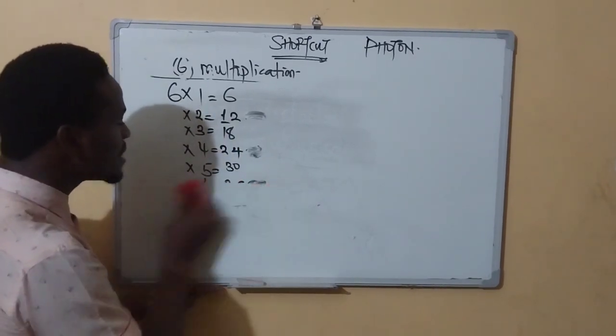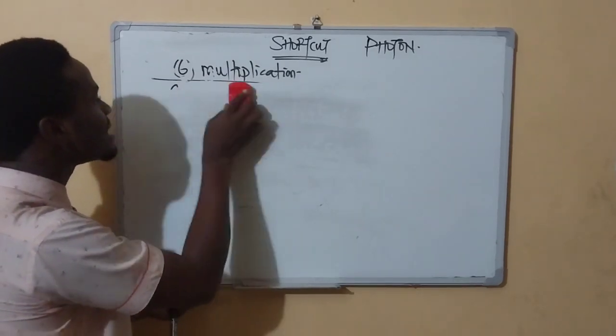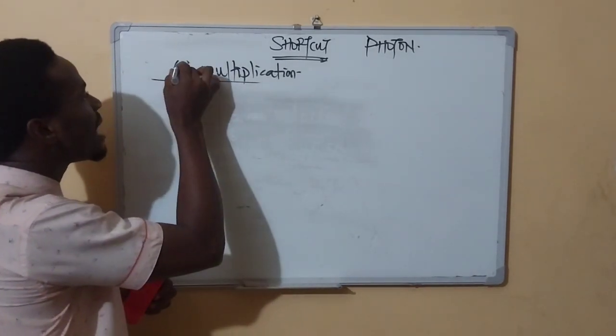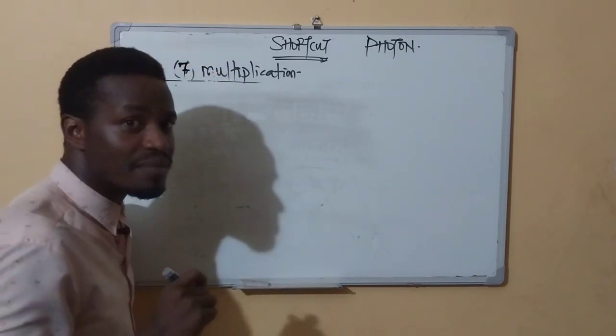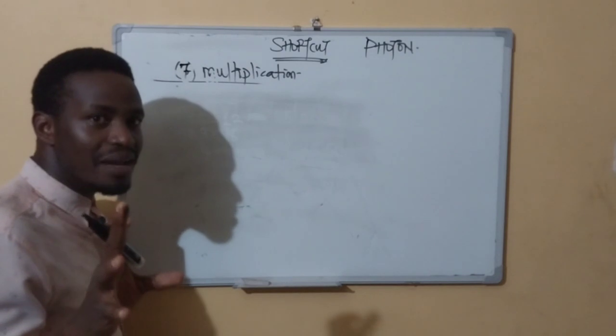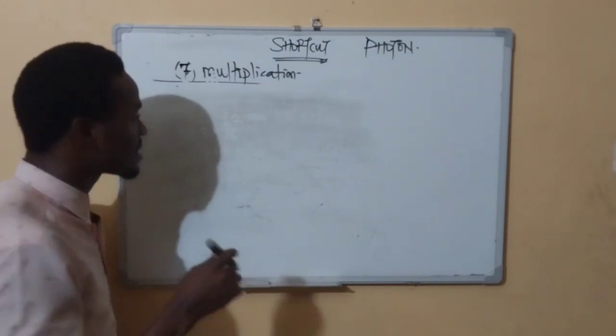So at this point, we're going to be looking at the 7 times. Now, what is the secret behind the shortcut for the 7 times? It's the same method as how we got the 3 times, but something is going to change this time around.